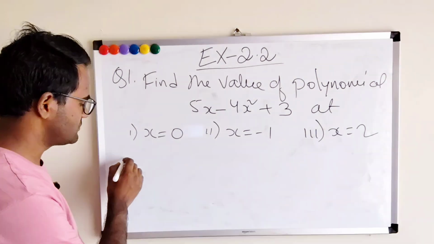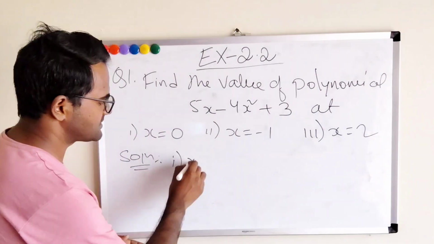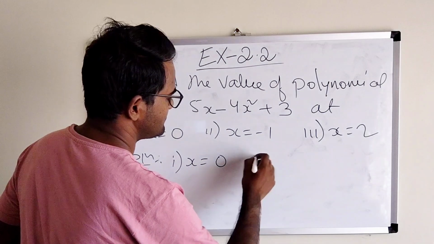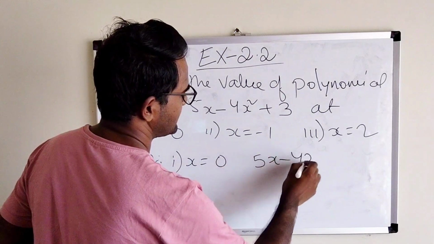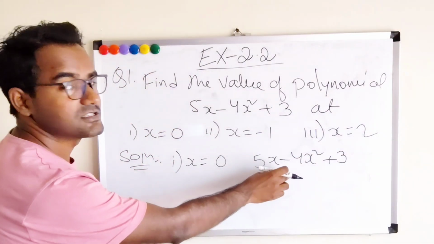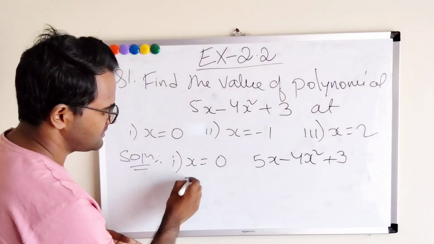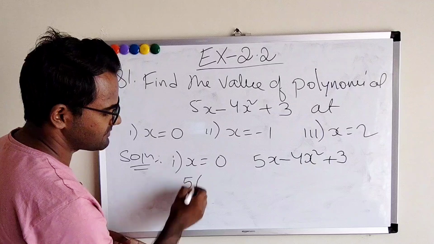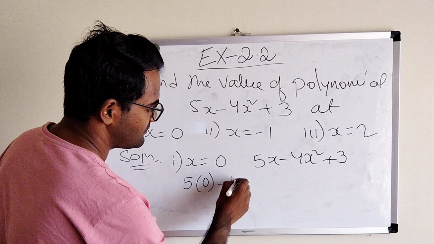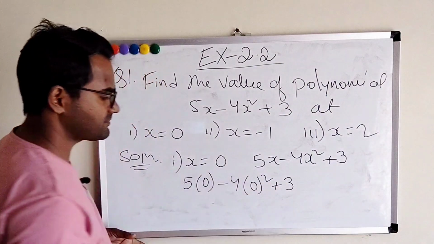Watch here. Solution number 1, they have given x is equal to 0, and we have to use this polynomial, 5x minus 4x squared plus 3. I'll just put the value of 0. X is equal to 0. So 5, in place of x I will write 0, minus 4, then here x square, again I will write 0 square, plus 3.